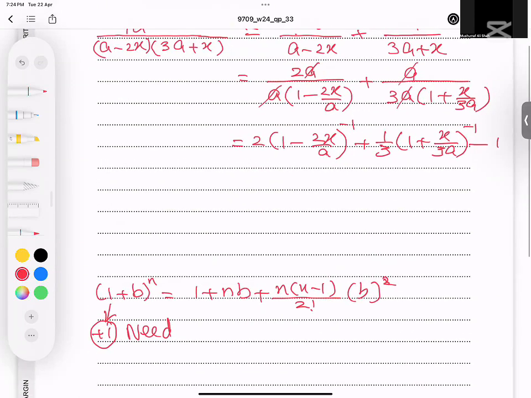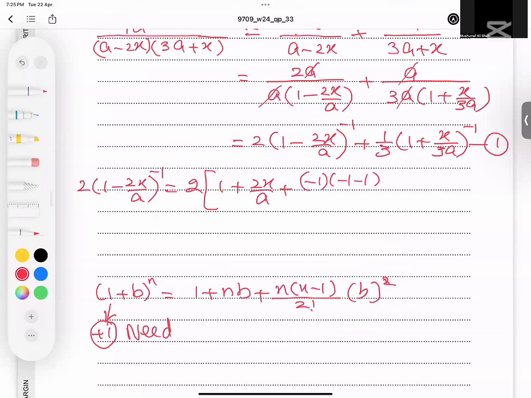Now I'm going to call this equation number 1, 1 by 1. So this formula I'm going to apply first here. I'm writing here 2 times 2, (1 minus 2x over a) to power minus 1. So 1 plus nb. N is the power and b is this. If they multiply, I get 1 times this, I get 2x over a. And what is the next process? It is very clear. n(n minus 1) over 2 factorial into the square of b, and don't forget to take this negative sign as well.